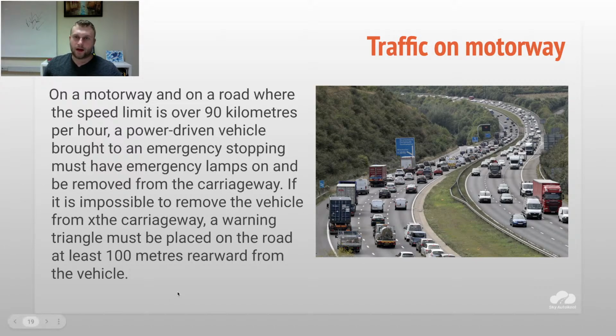So, traffic on a motorway. If the speed limit is over 90 kilometers and you have an emergency stop, you have to put the emergency lamps on. And of course, you have to try to remove your car from the carriageway. If it's impossible to remove the vehicle from the carriageway, a warning triangle must be placed on the road at least 100 meters rearward from the vehicle.